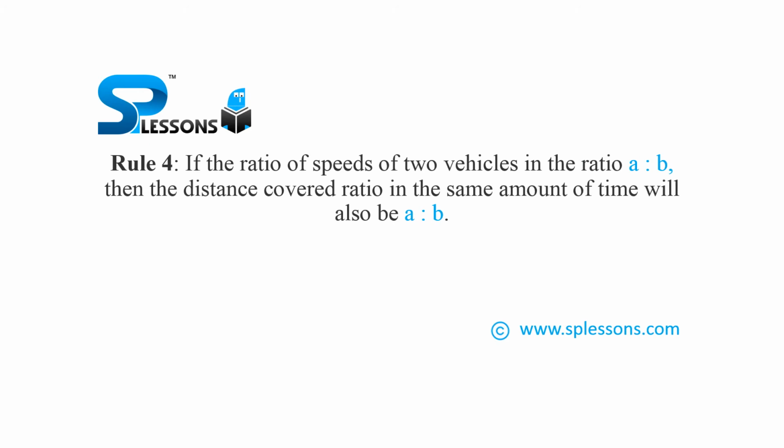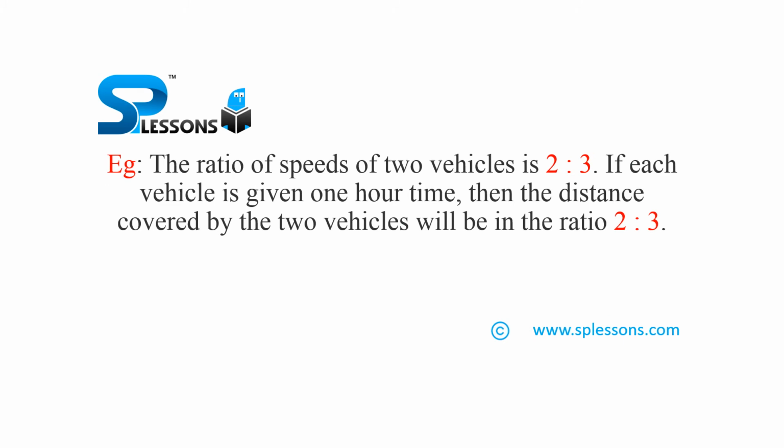Rule number 4. If the ratio of speeds of two vehicles is A is to B, then the distance covered ratio in the same amount of time will also be A is to B. For example, the ratio of speeds of two vehicles is 2 is to 3. If each vehicle is given 1 hour of time, then the distance covered by the two vehicles will be in the ratio of 2 is to 3.